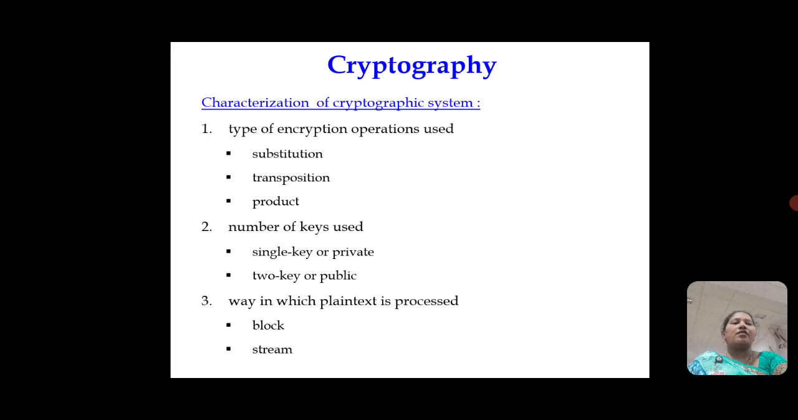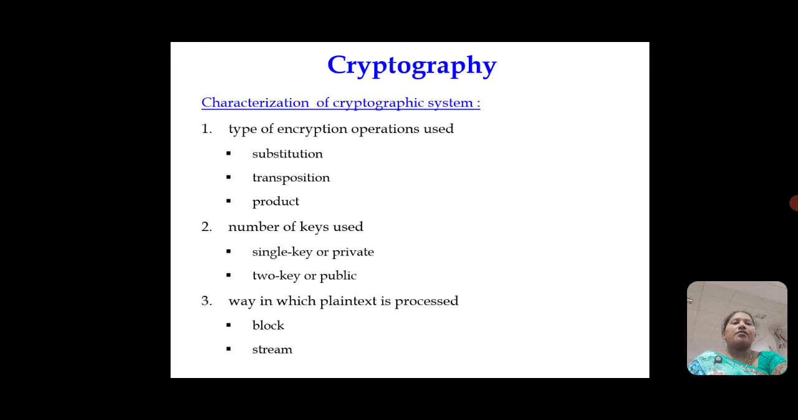That is, either you can use substitution techniques, or you can use transposition techniques, or you can use a product of both substitution and transposition. Substitution is nothing but for one letter you will be substituting another letter. In that way you will be performing those operations that we will see later. Transposition is nothing but you will be changing the position of that particular letter instead of changing that letter itself. So this is the first characterization.